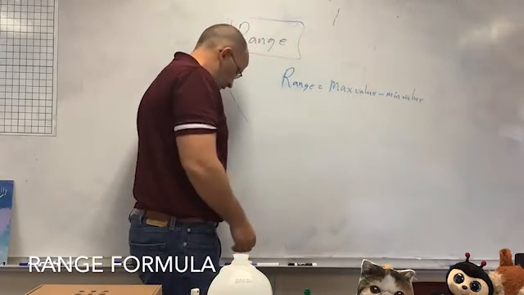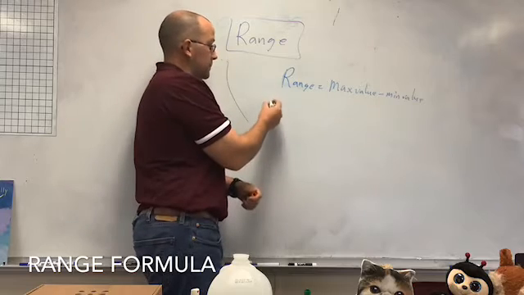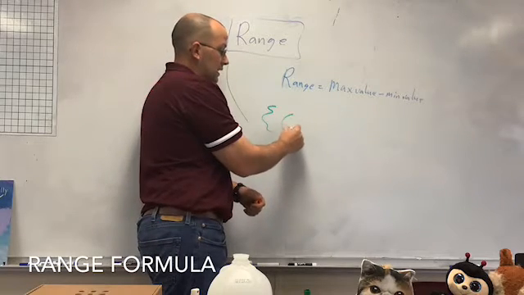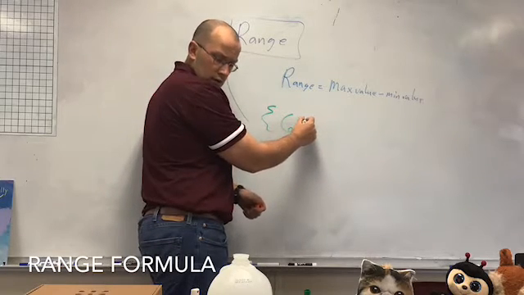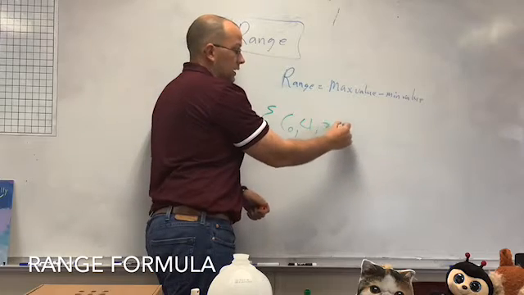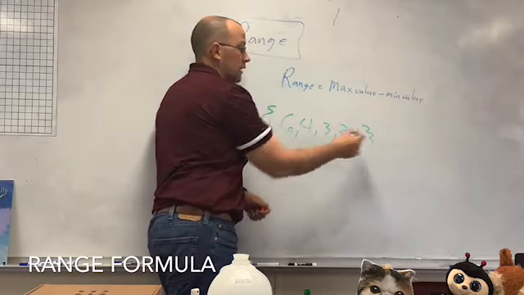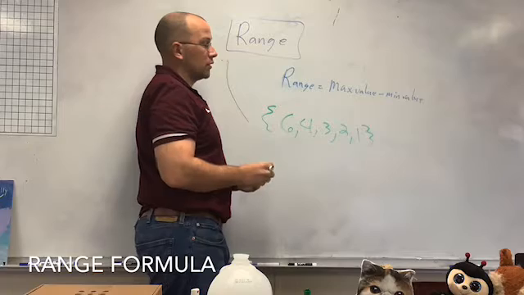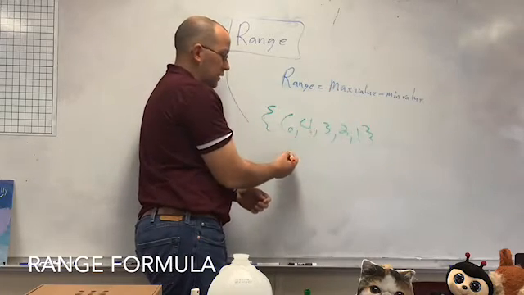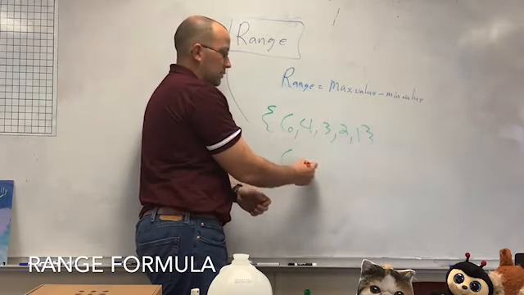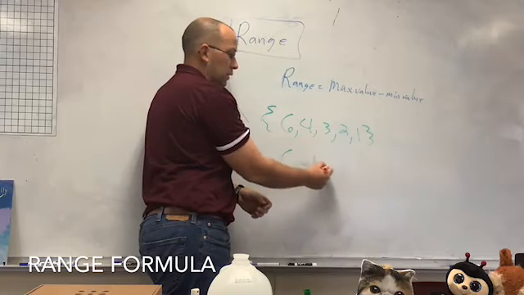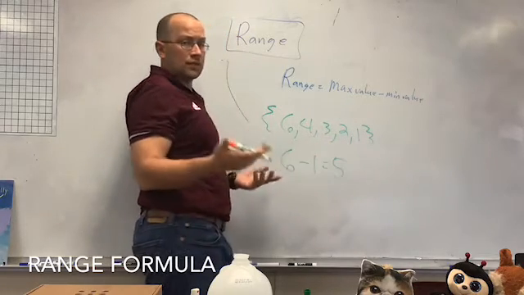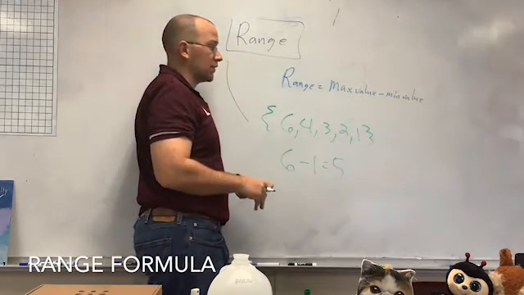So if I have a data set of 6, 4, 3, 2, and 1, to find the range, I take my maximum value, which is 6, and I subtract my minimum value, which is 1. So my range here is 5. This is incredibly simple stuff.